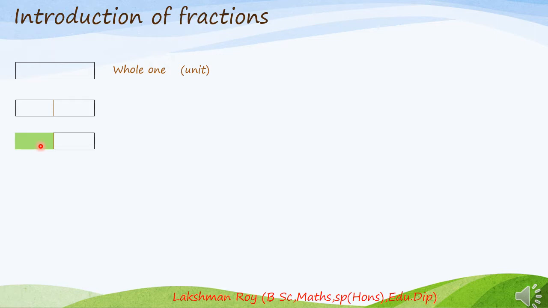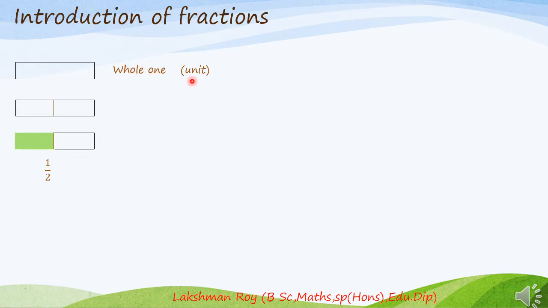So now what can I do? I can write this colored part as a fraction. So how to write this colored part as a fraction? Divided the whole figure into two parts, colored one part. So that is said as half. So that is a fraction, right? Fraction means a part of a whole one, right? In other words, part of a unit.